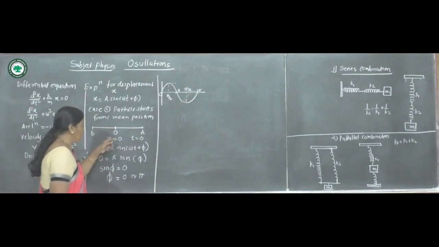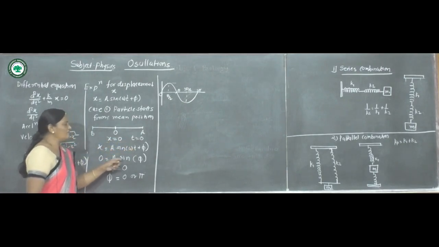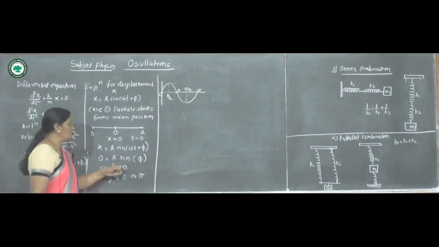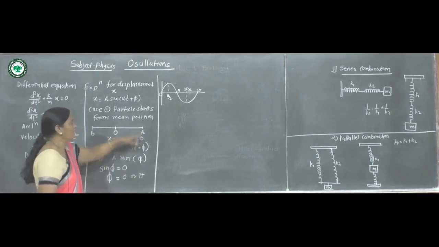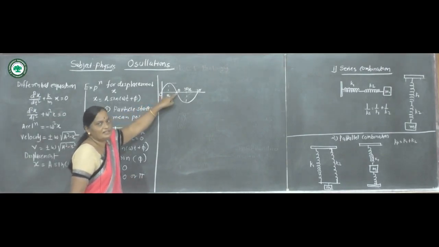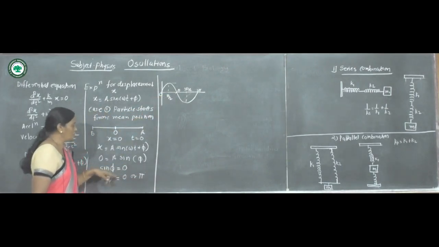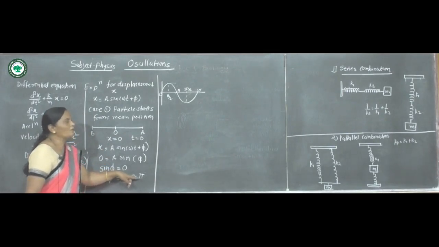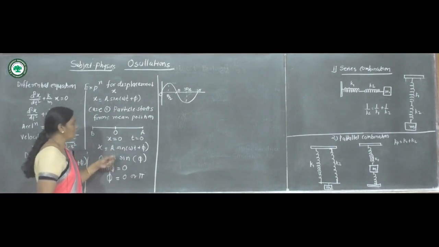Therefore we substitute the value of x here and the value of t here, we get a sin phi is equal to 0, that is sin phi is equal to 0, so the angle phi has the value 0 or pi. In this case, see, here the displacement is also 0, therefore sin phi is 0, that is phi is equal to 0 or pi in case of the mean position, when the particle is at the mean position.